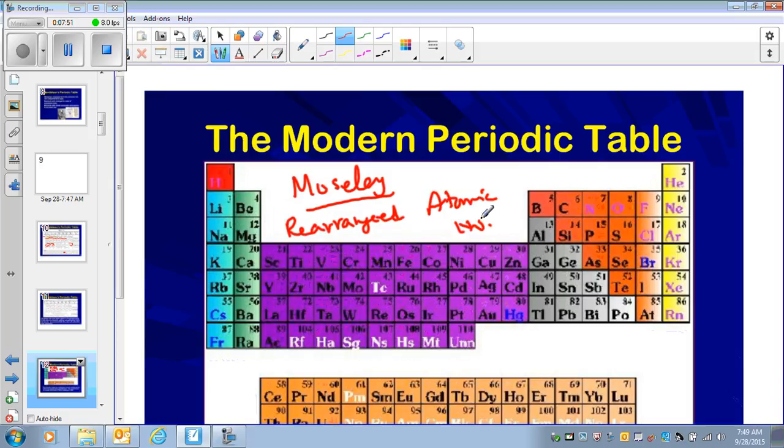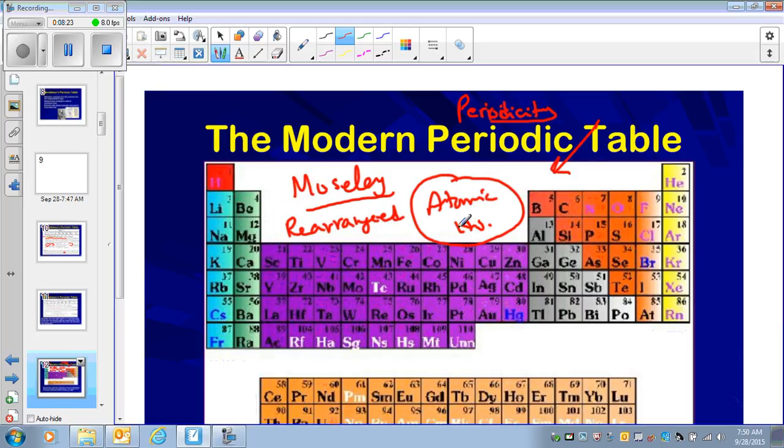He said that if we rearrange the periodic table by atomic number instead of atomic mass, elements repeat their properties. That process of repeating properties is called periodicity. Periodicity means that every few elements will repeat their properties. So the periodic table that we know today is actually given to us by Henry Moseley. That is the modern periodic table, which is arranged by atomic number.